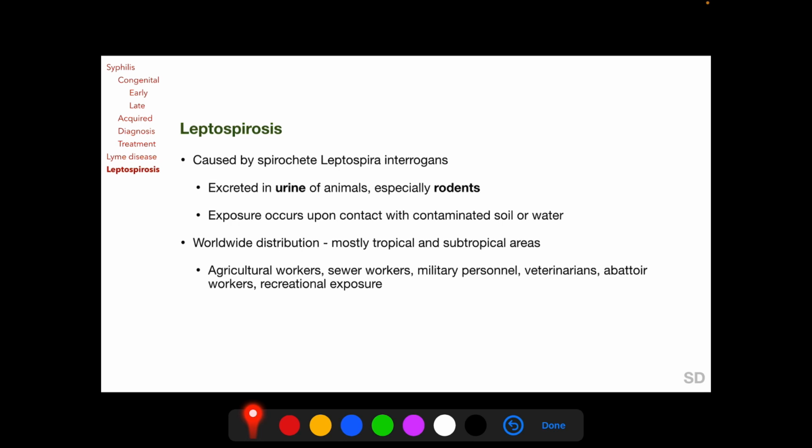The third spirochetal disease which we are going to discuss is leptospirosis, and it is caused by the spirochete Leptospira interrogans. The organism chronically infects animals and is excreted in the urine of animals, especially rodents. And exposure occurs upon contact with soil or water contaminated by urine of infected animals. Leptospirosis has a worldwide distribution, mostly in tropical and subtropical areas, and groups which tend to be affected more by leptospirosis include agricultural workers, sewer workers, military personnel, veterinarians, slaughterhouse workers, and from recreational exposure.